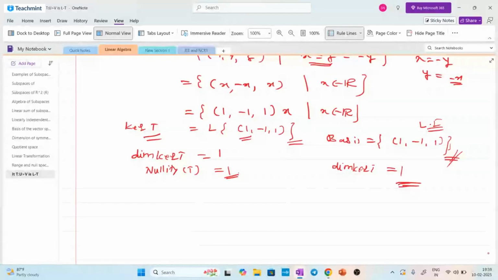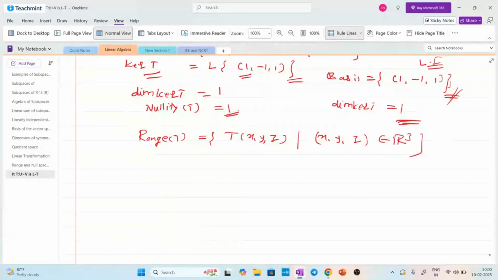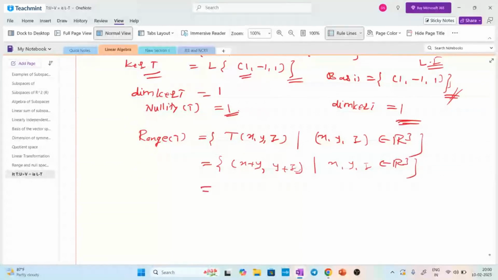Then, again, how to find the rank of T and the range of T. First of all, we can find the range of T. The range of T is defined as T of (x, y, z), the image of T, such that (x, y, z) belongs to the domain R3. T(x, y, z) is defined as (x + y, y + z), such that (x, y, z) belongs to R3. x, y, z are free variables, and here x + y and y + z are given. Therefore, the range is always a subspace.